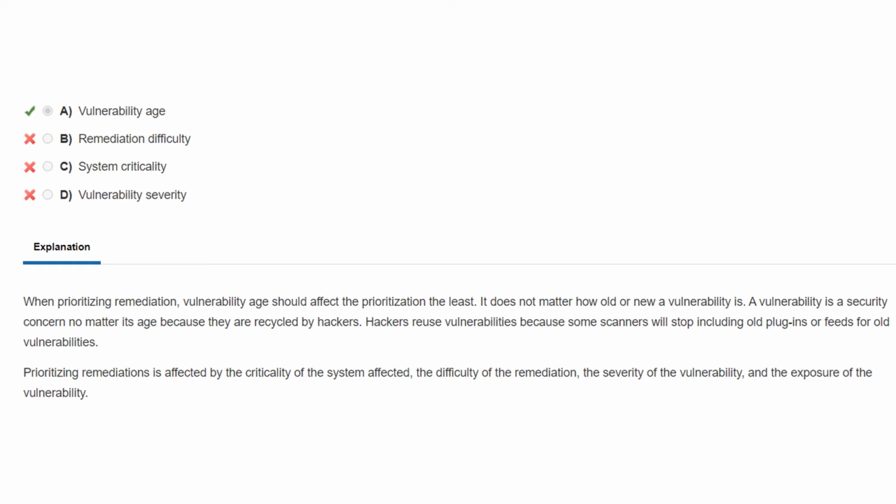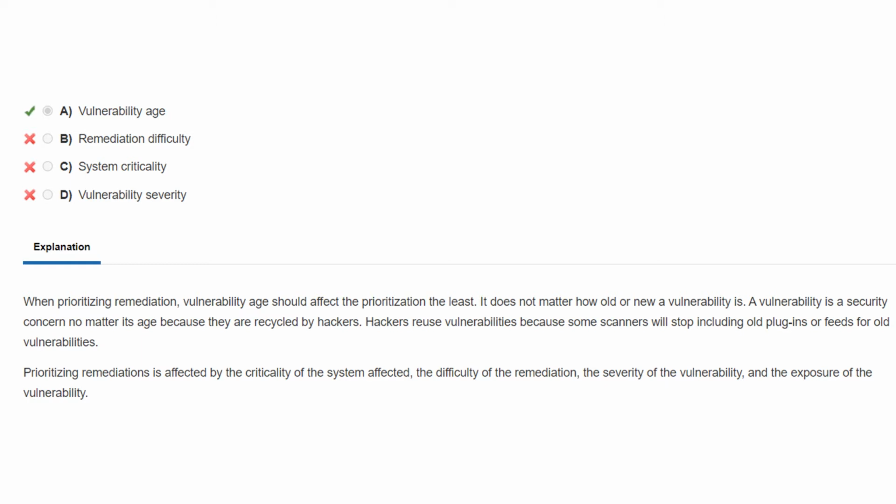The correct answer here is A, vulnerability age. When prioritizing remediation, vulnerability age should affect the prioritization the least. It does not matter how old or new a vulnerability is. A vulnerability is a security concern, no matter its age, because they are recycled by hackers. Hackers reuse vulnerabilities because some scanners will stop including all plugins or feeds for all vulnerabilities.